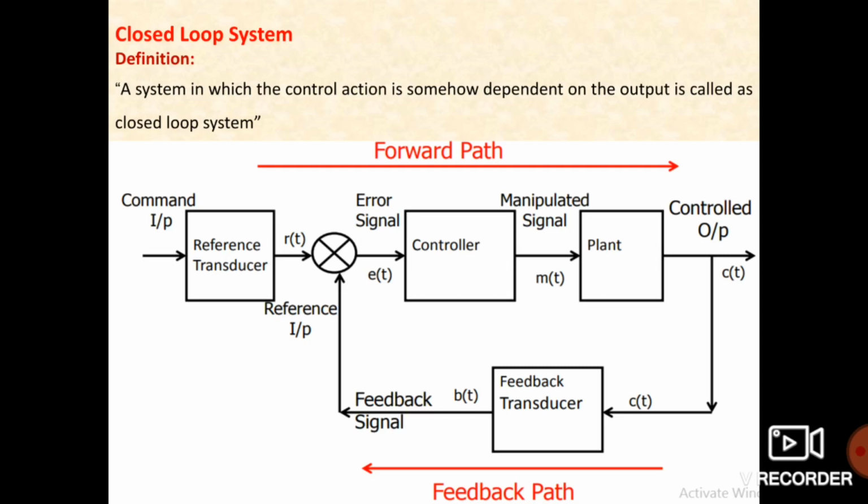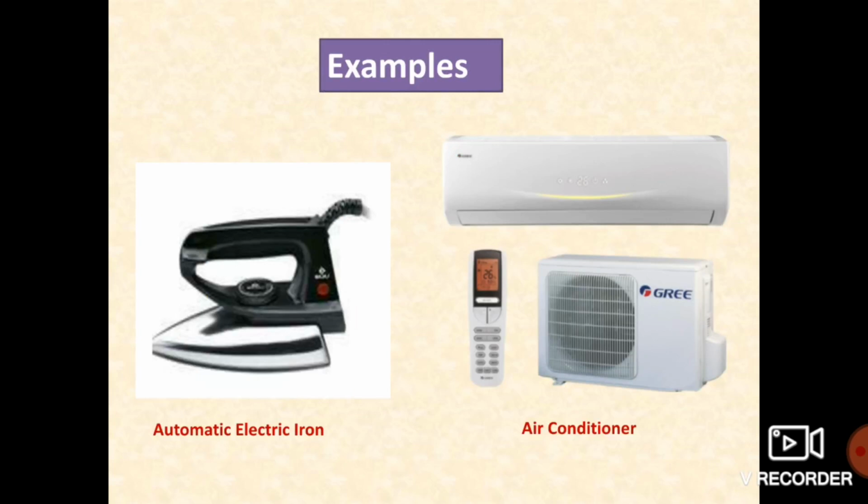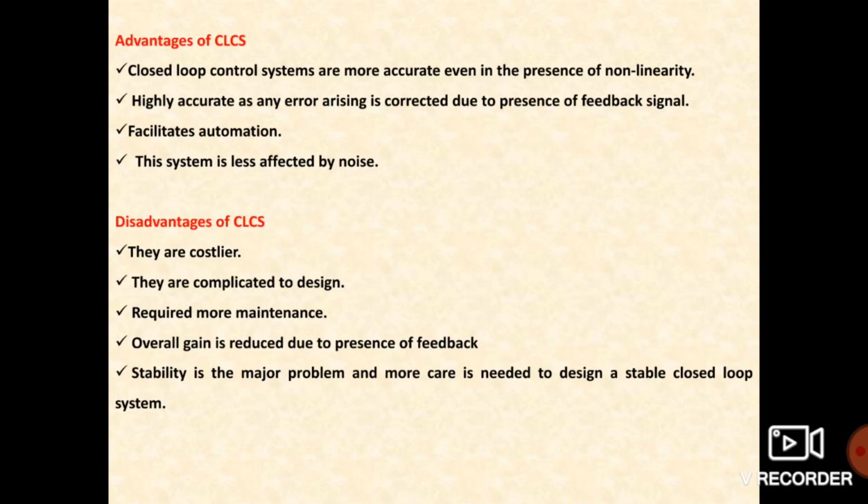How are we making it dependent on the output? By using a feedback link. So for that we have seen two examples, automatic electric iron and air conditioner. Next we will see the advantages of closed loop control system.